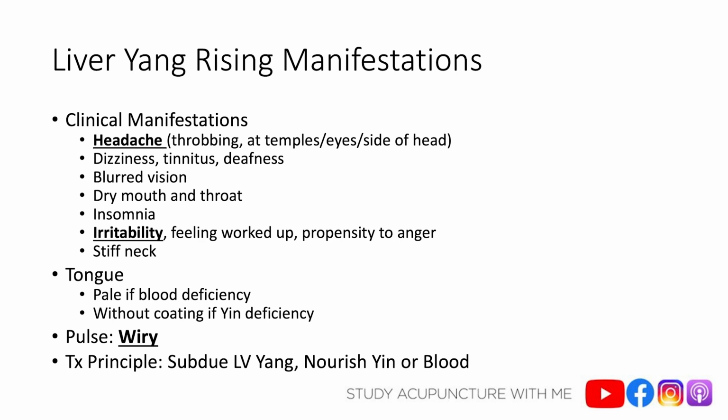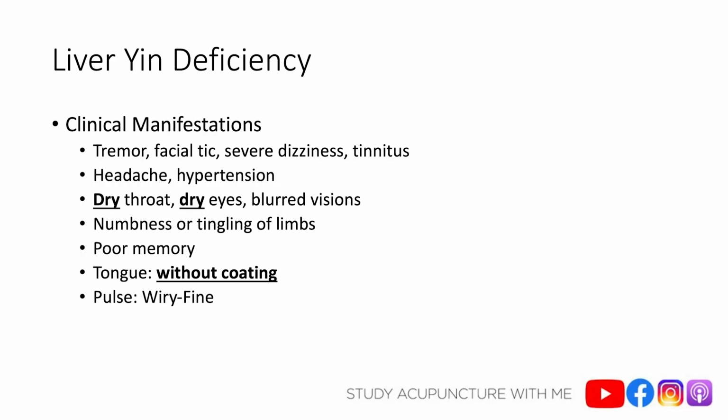What I have here on this slide is just liver yang rising in general. But on these slides, we have more specifics. So for example, liver yin deficiency. And liver yang rising can come from liver yin deficiency. And if it comes from liver yin deficiency, your patient, in addition to all of those liver yang rising manifestations like the headache, the wiry pulse, you're also going to see these liver yin deficiency manifestations, like for example, a dry throat or dry eyes. And with yin deficiency, we have the tongue without coating.